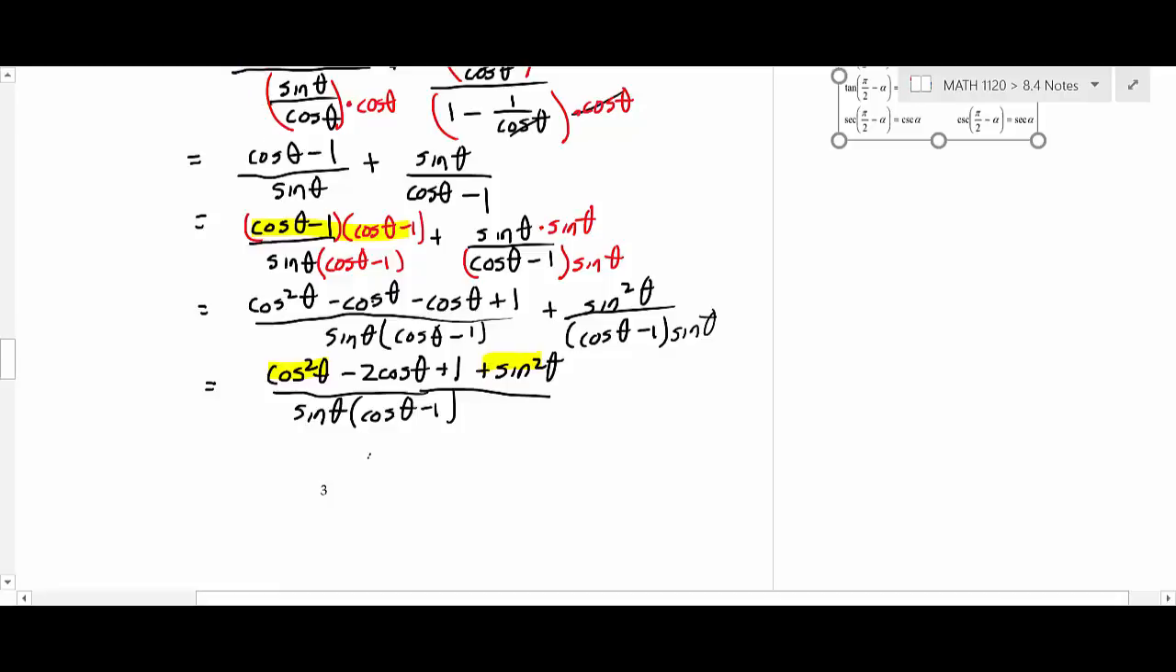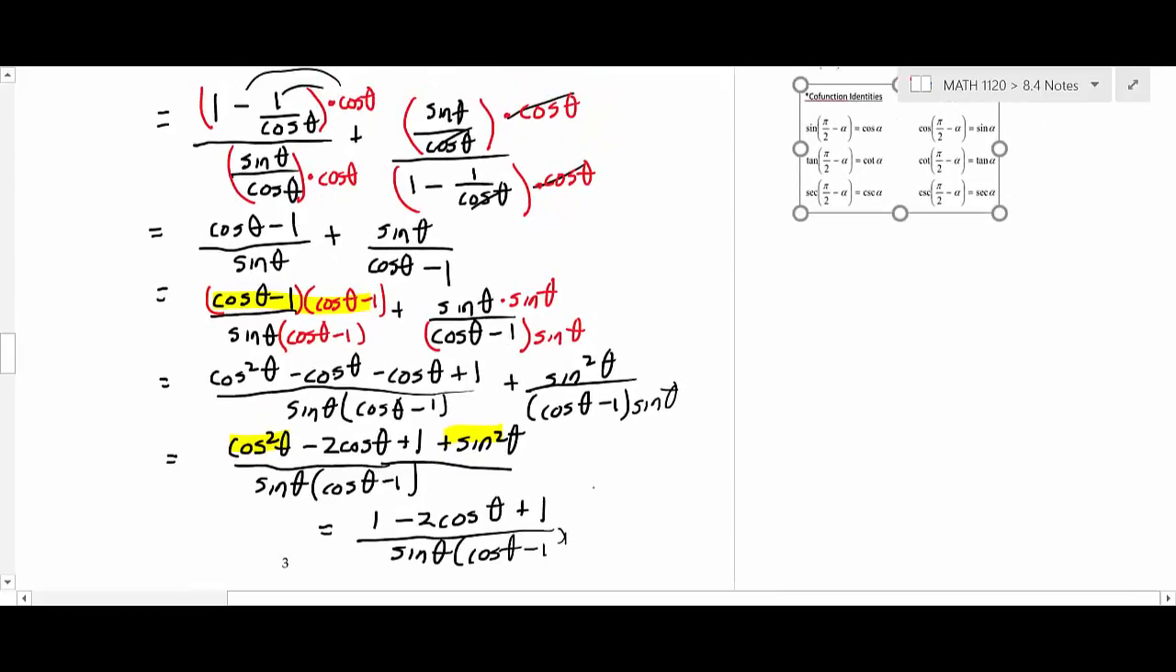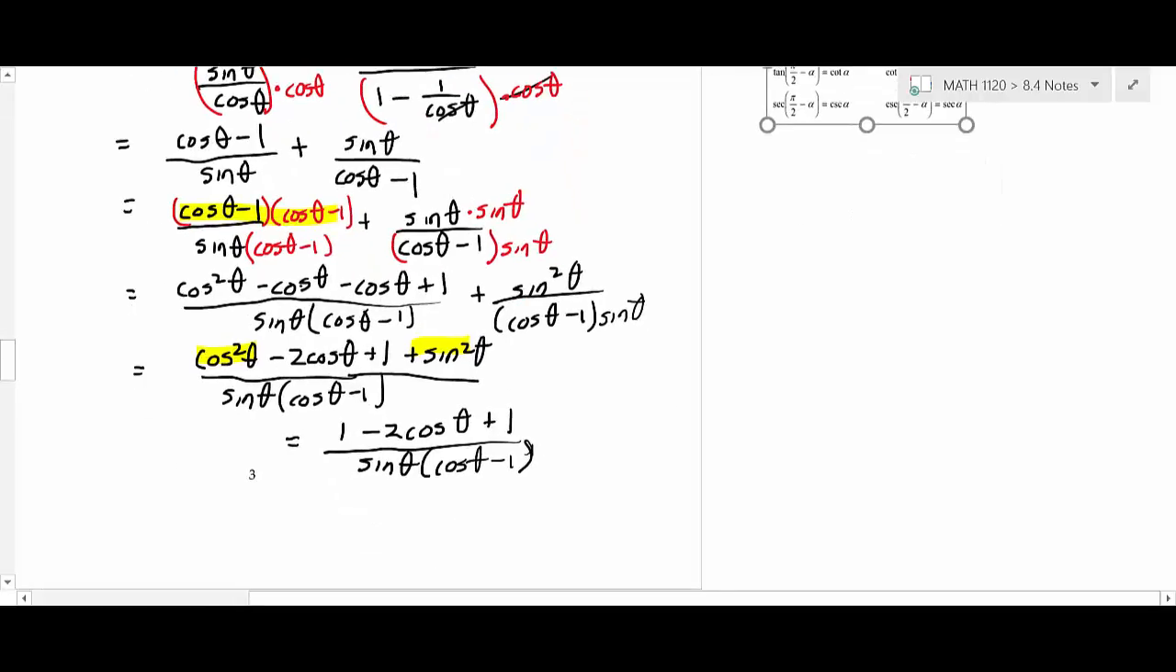So your next step, you would just say, okay, that goes together to give 1. Then we have minus 2 cosine theta plus 1 all over sine theta, cosine theta minus 1 like that. Okay, so I'm getting closer. I'm not there yet, but I'm getting closer. So I've got everything put together. So next thing I'm going to do, and I could have done this step in my head, but 1 plus 1 is 2. So I have 2 minus 2 cosine theta over sine theta times cosine theta minus 1.